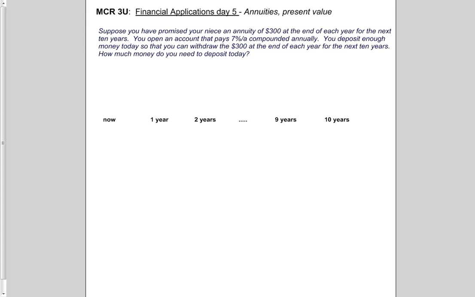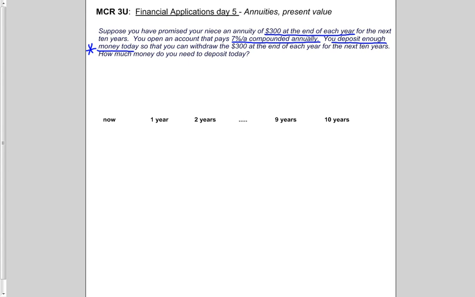Suppose you promised your niece an annuity of $300 at the end of each year. It's called an annuity because it's a regular payment. So you're going to give her $300 at the end of each year for the next 10 years. You open an account that pays 7% per annum compounded annually. You deposit enough money today, there's the million-dollar phrase, so that you can withdraw the $300 at the end of each year for the next 10 years. How much money do you need to deposit today?